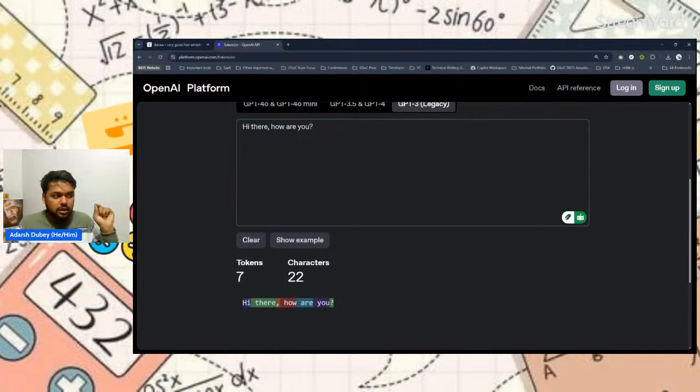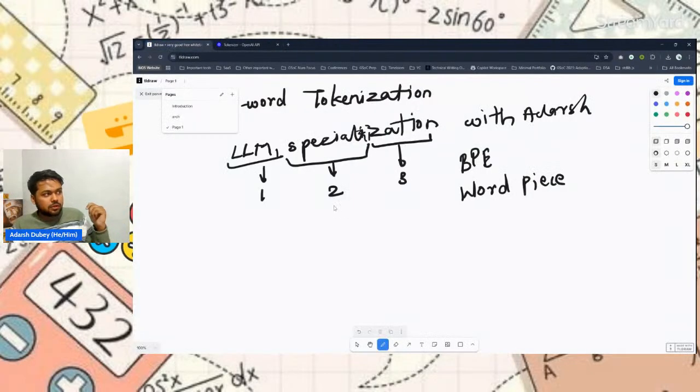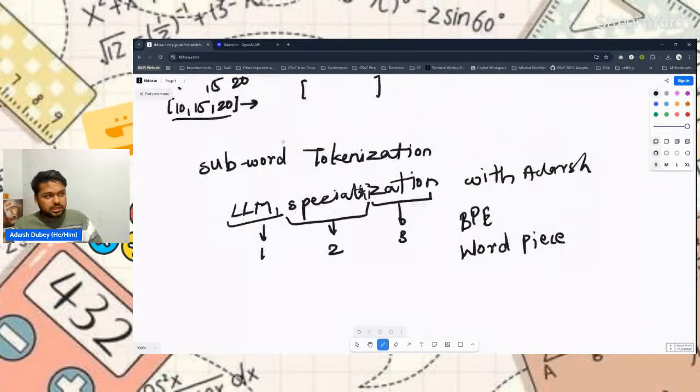The first token is hi. The second token is space there. It is not just the word there, but before the word there's a space. There's a special token for comma as well. Then there is a token for how with this space, R with this space, U with this space, and question mark. So these are tokens, right? And before the text goes to the base model, it is converted into tokens. As simple as that.